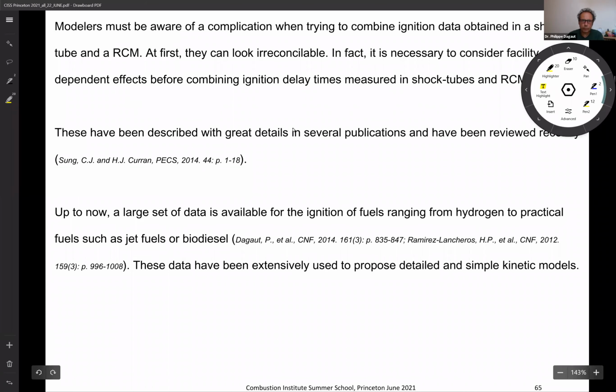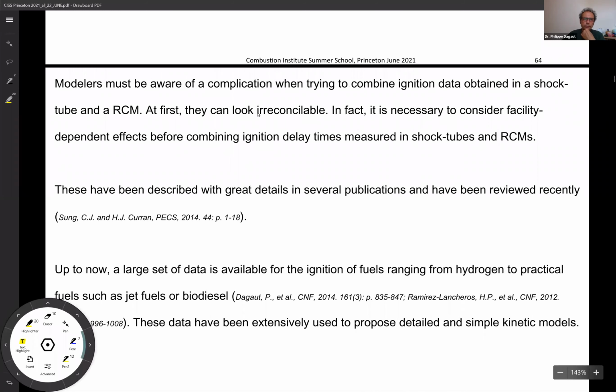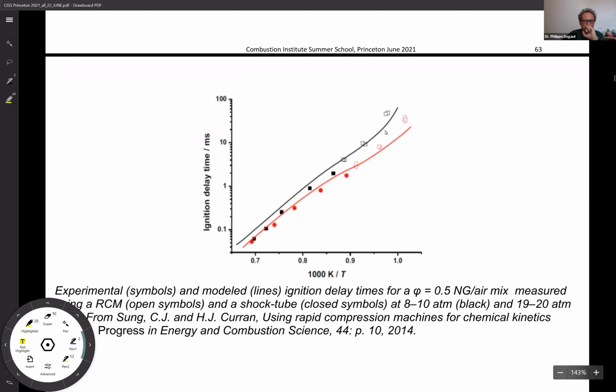Nevertheless, when you are modeling these experiments, you must be aware of a complication when trying to combine ignition data obtained in a shock tube and a rapid combustion machine. First of all, they can look irreconcilable. I mean that there can be a big difference in terms of ignition delay, and you can hardly draw a continuous line. At first they can look irreconcilable, but in fact, it's necessary to consider facility-dependent effects before combining ignition delay times measured in shock tube and rapid combustion machine.